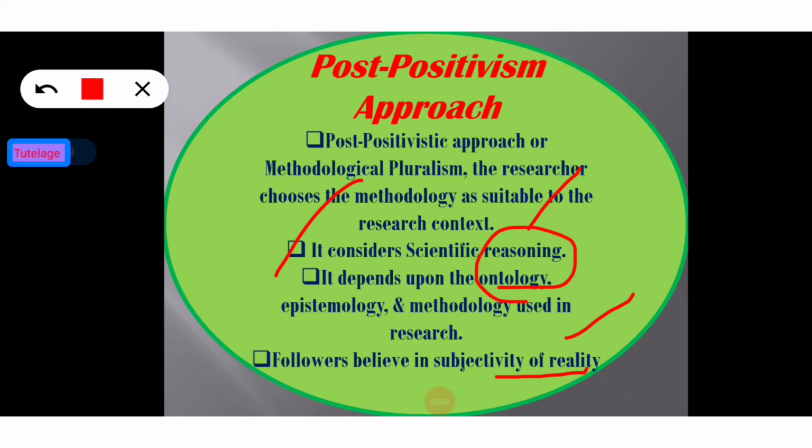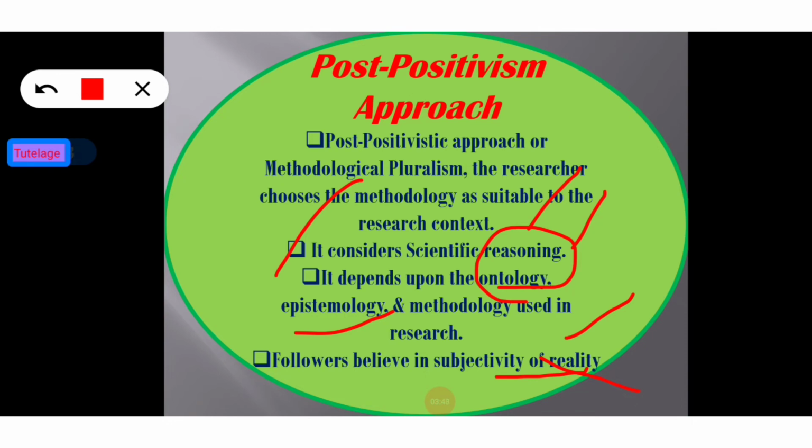So what do you mean by ontology? Ontology means basically the reality that is studied. Epistemology means knowledge of the reality, and lastly methodology is used to seek the truth of the reality. So post positivism approach depends upon the ontology, epistemology, and lastly methodology, which is used in the research. Clear?